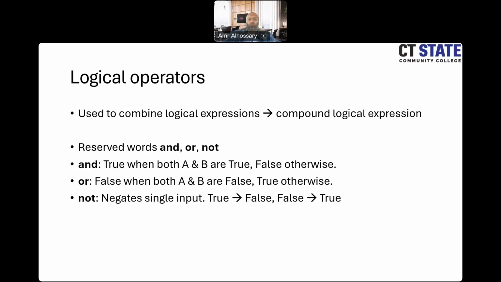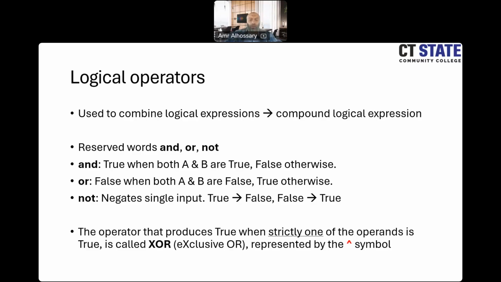The third is NOT, which negates a single input. So if it is true, it becomes false, and if false, it becomes true. Now it's important to notice that the operator which produces true when only strictly one of the operands is true is called XOR.